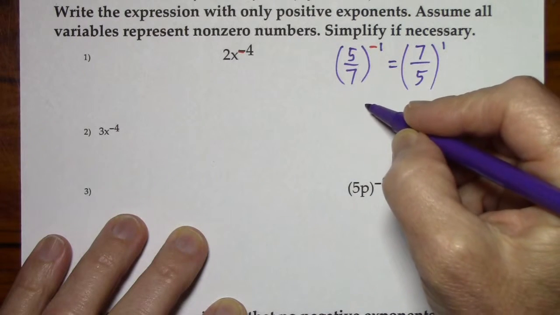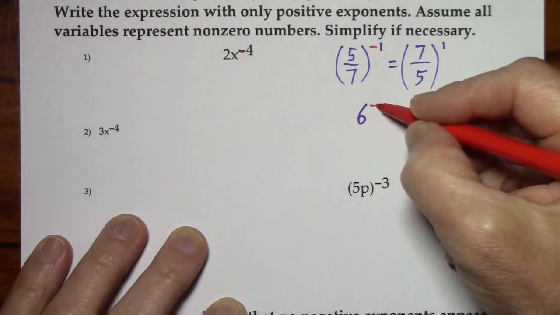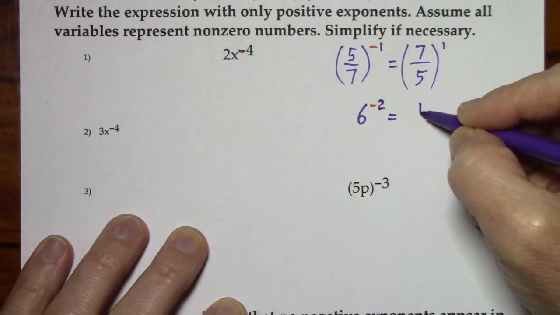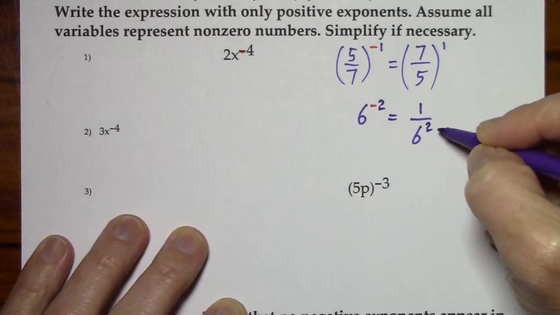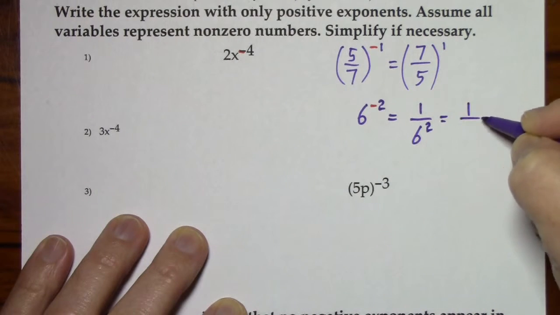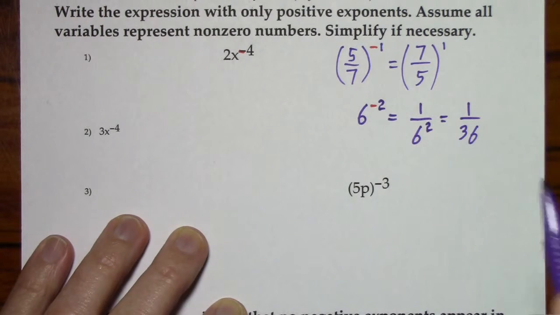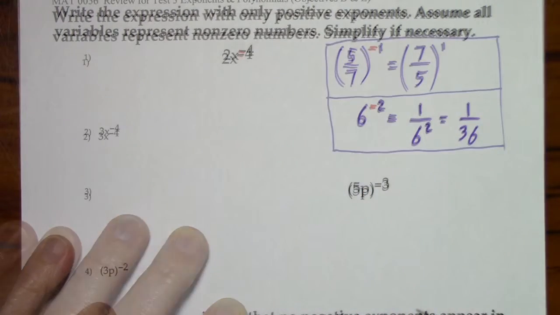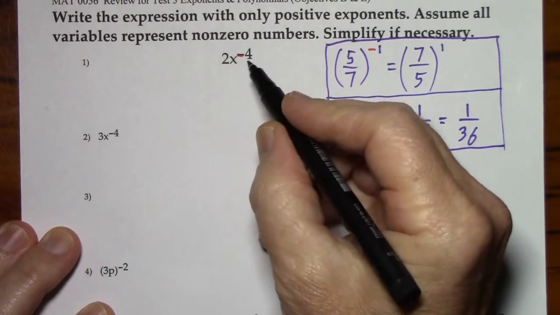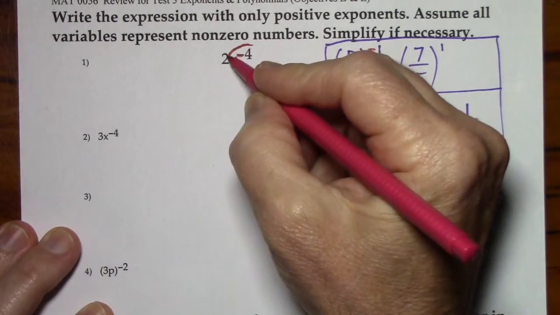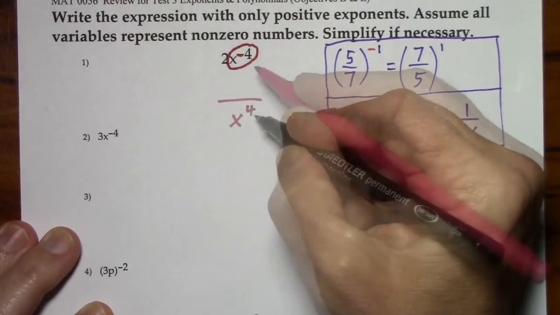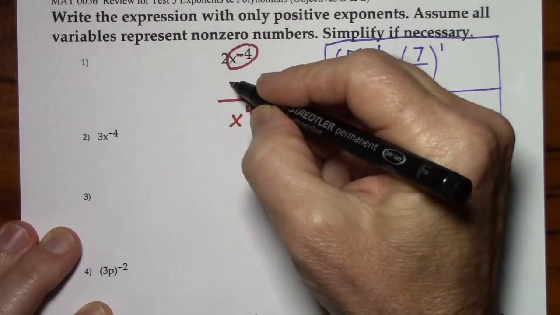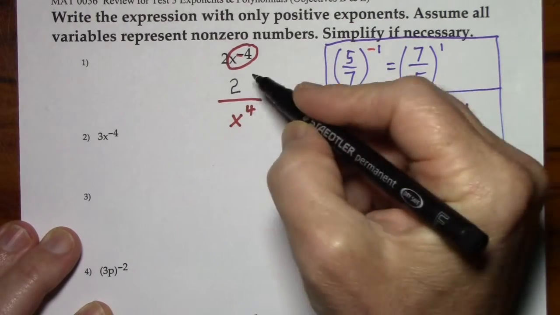If you have just a number, say 6 to the negative 2, this means you have 1 over 6 to the second, which is... But again, notice the exponent went from negative to positive. So for 2x to the negative 4th, we need to take the reciprocal of this. So we end up with x to the 4th in the denominator, and this 2 just stays in the numerator.